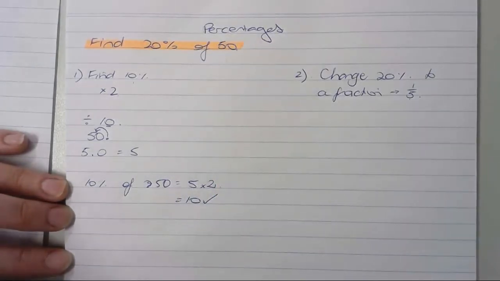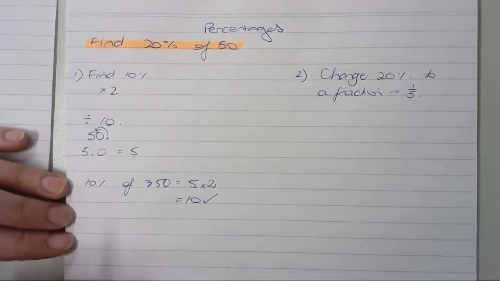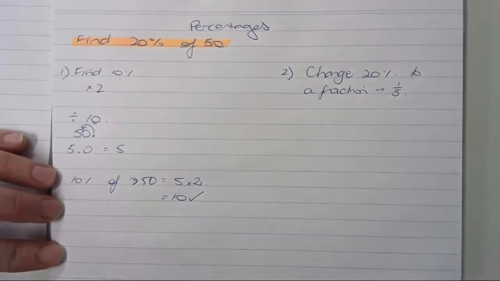So that's one way you can do it. Find 10% by dividing the number by 10, and then if it's asking you for 20%, you could double it. Or if it's asking you for something like 5%, you could halve your 10% figure as well, just as an option. Here's another way you could do this sort of question.